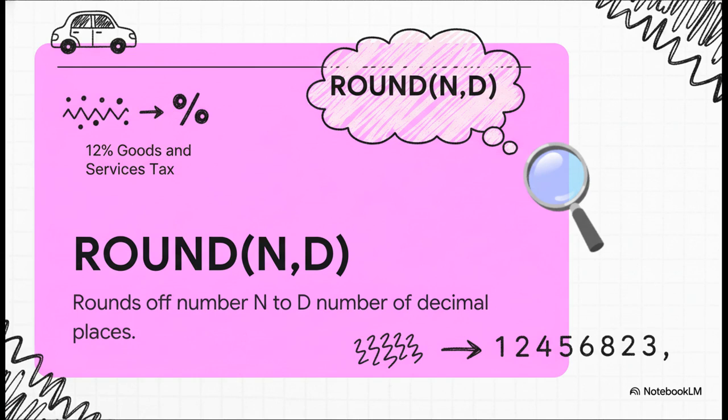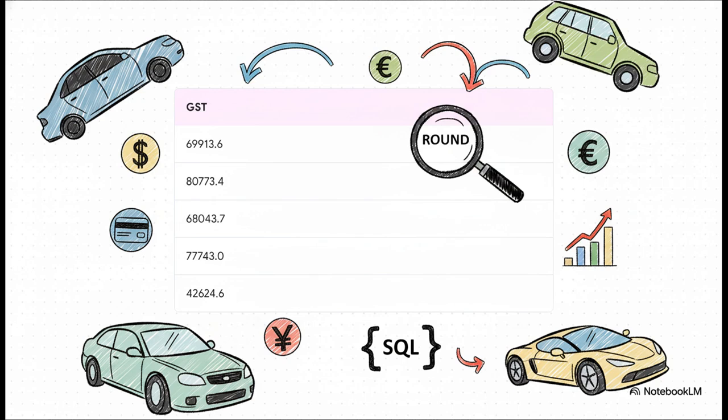And that's where the round function becomes our absolute best friend. It lets us clean things up perfectly. And boom, just like that, with one simple query using round, we get this beautiful, clean, readable list of the GST for each car. See? This one little function instantly makes all that financial data look way more professional and just easier to work with.